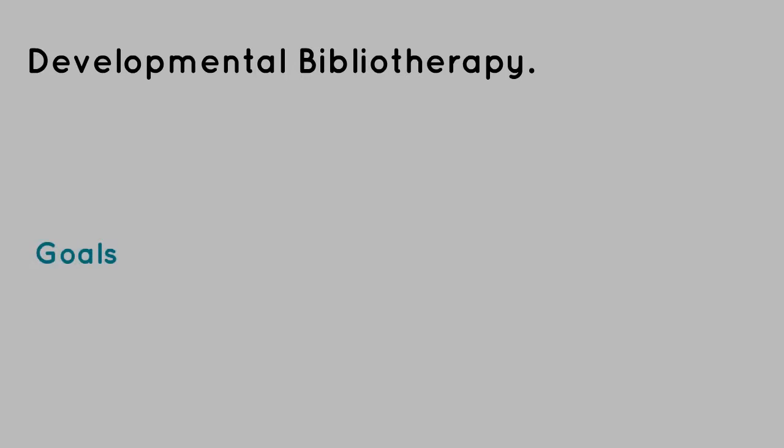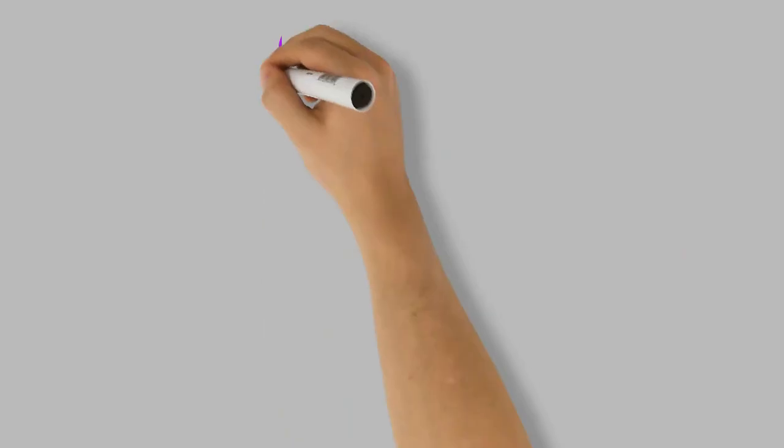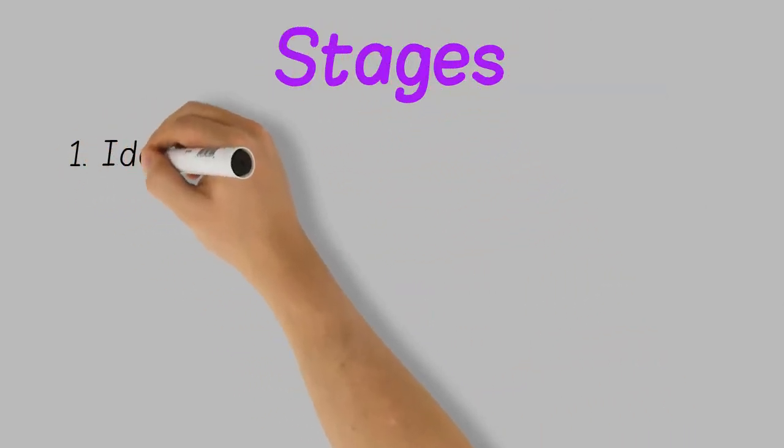Developmental bibliotherapy is the type of bibliotherapy most often used by teachers. The common goal of developmental bibliotherapy is to facilitate normal development and to educate students about the attitudes, feelings, and behaviors, such as bullying or divorce. Developmental bibliotherapy involves 3 stages. The first is identification. This is when the student affiliates themselves with a character, either real or fictional.